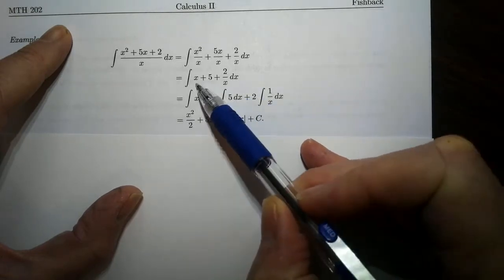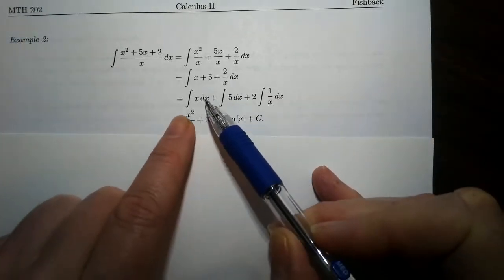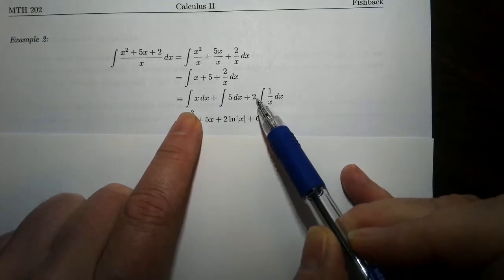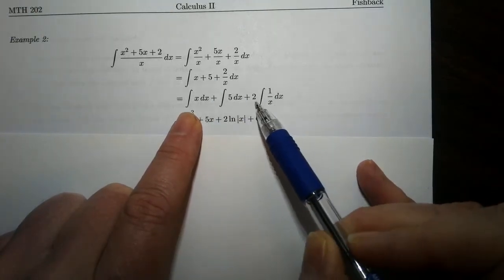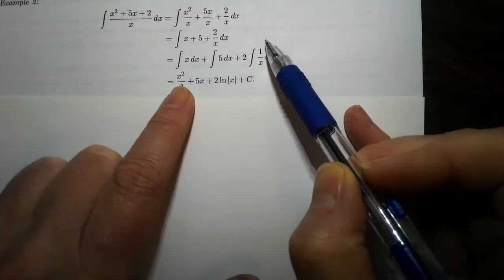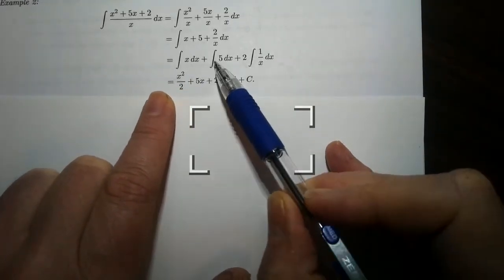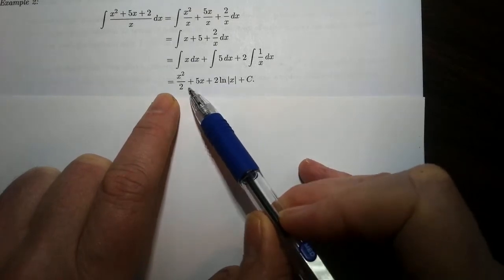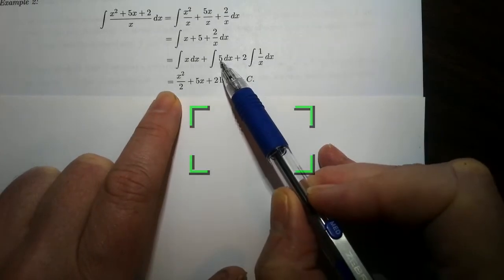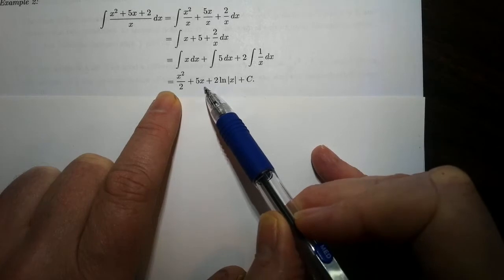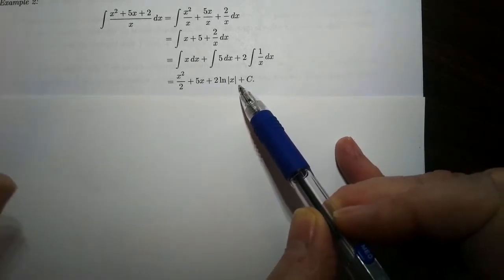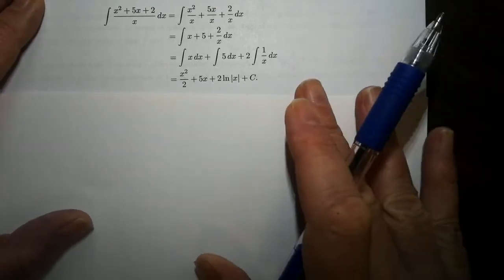And now we can split this up into 3 integrals. The indefinite integral of x, 5, and then we can bring this 2 outside the last integral. I will just leave out the details, but if you go back and look at that table, the antiderivative of x would be x squared over 2. Antiderivative of 5 would be 5x, and an antiderivative of 1 over x would be the natural log of the absolute value of x plus c.